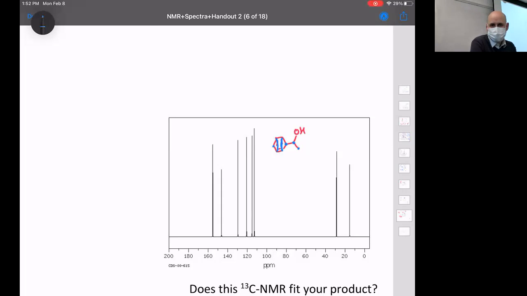Because this is 1, 2, 3, 4, 5, 6, 7, 8 peaks. Furthermore, your carbon next to an oxygen should be in the 60 to 90 range and you have nothing there. So there's a lot of reasons why this one also does not work.